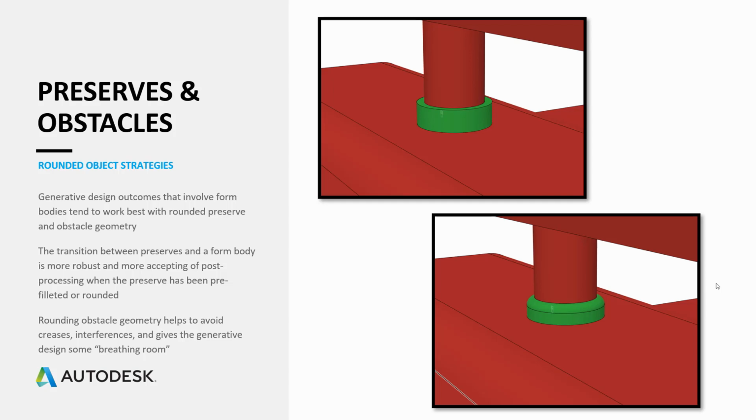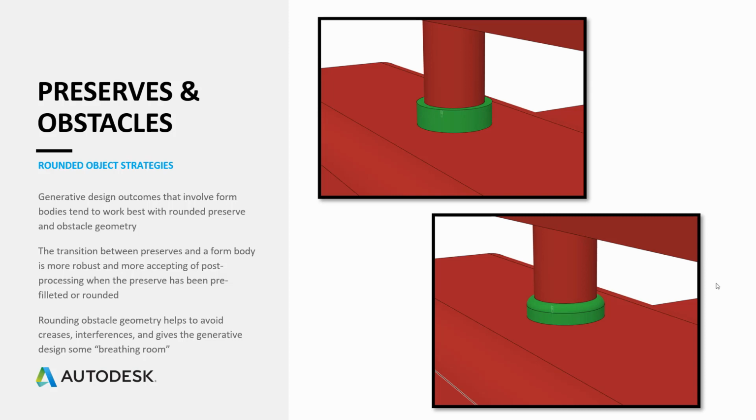I have two different images here. The top image shows a very geometric approach to the preserves, where you can see that is a cylinder. A lot of our examples have this, and I think this is the easiest thing to do, is make a preserve that's very geometric.